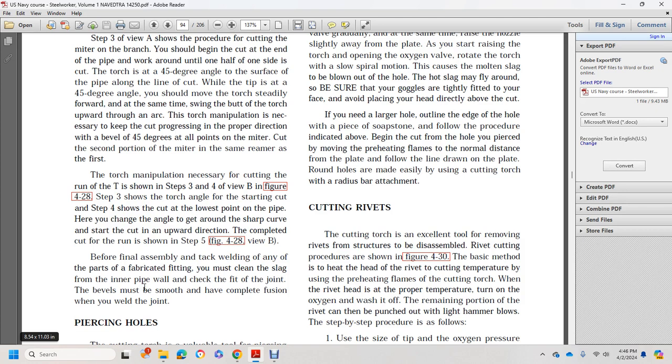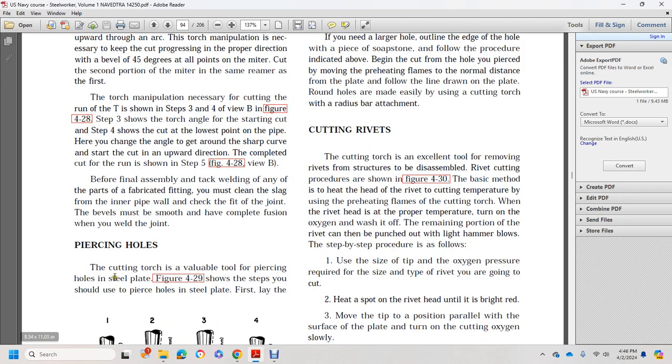Before final assembly and tack welding of any of the fabricated fitting parts, you must clean the slag from the inner wall of the pipe. Check the fit of the joint. The bevels must be smooth and allow complete fusion of the welded joint.